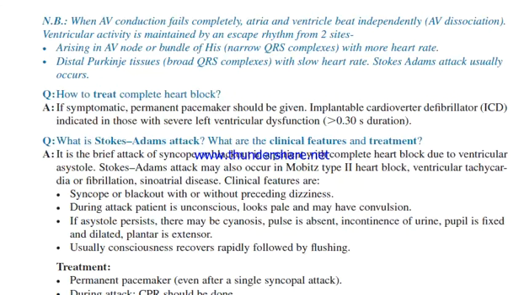What is Stokes-Adams attack? What are the clinical features and treatment? It is the brief attack of syncope or blackout in a patient with complete heart block due to ventricular asystole. Stokes-Adams attack may also occur in Mobitz type 2 heart block, ventricular tachycardia or fibrillation, sinoatrial disease. Clinical features are syncope or blackout with or without preceding dizziness. During attack, patient is unconscious, looks pale, and may have convulsion. If asystole persists, there may be cyanosis, pulse is absent, incontinence of urine, pupil is fixed and dilated, plantar is extensor.